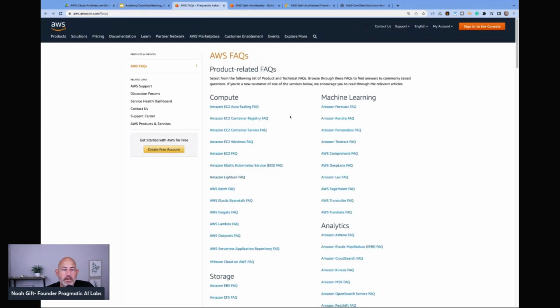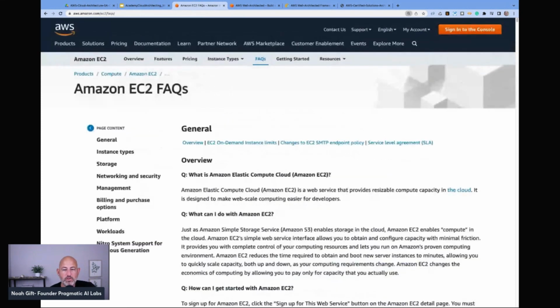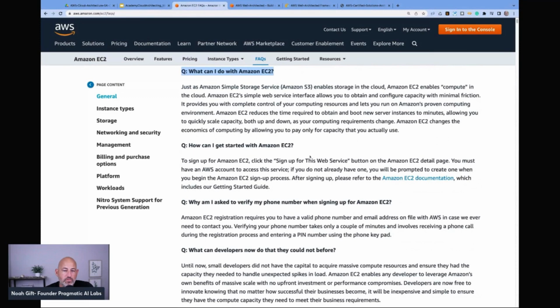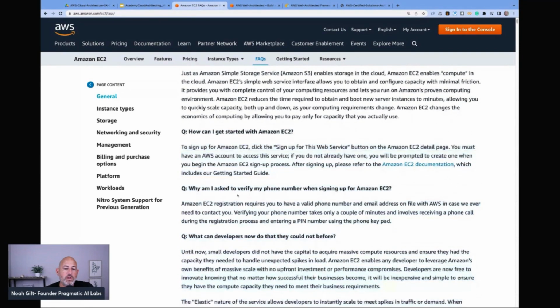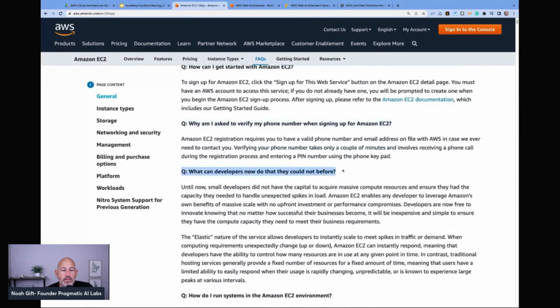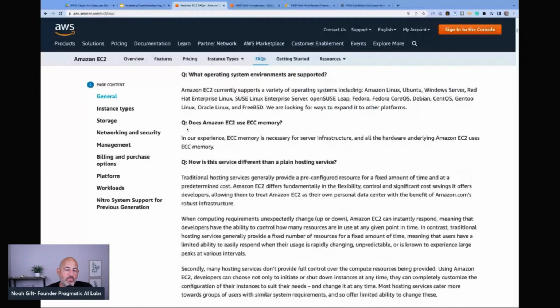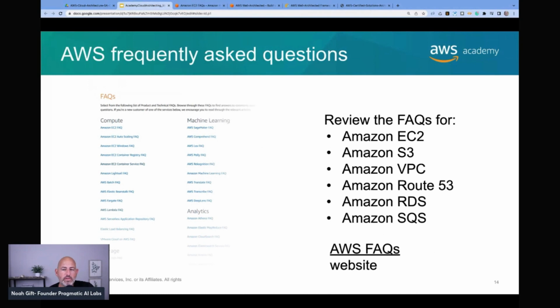Let's go ahead and take a look at this. If we go through the Amazon EC2 FAQ, you can see there are some really good questions: what is Elastic Compute Cloud? What can I do with EC2? How can I get started with EC2? Why am I asked to verify my phone number when signing up for Amazon EC2? What can developers now do that they couldn't do before? Some really good Q&A questions here that drive home how to use a service. This is a great resource that is actually not very commonly known, and it's just absolutely fantastic.